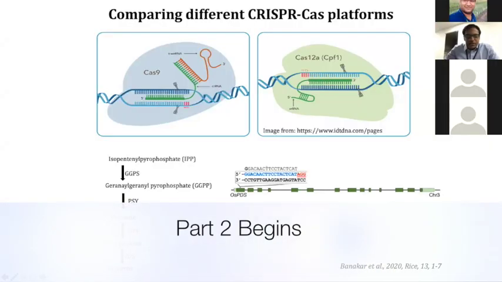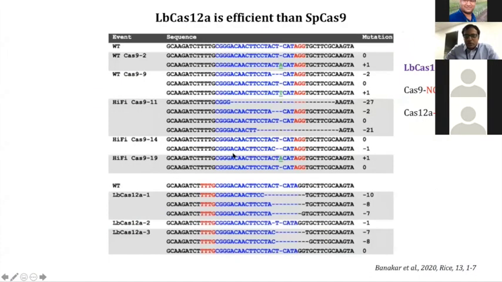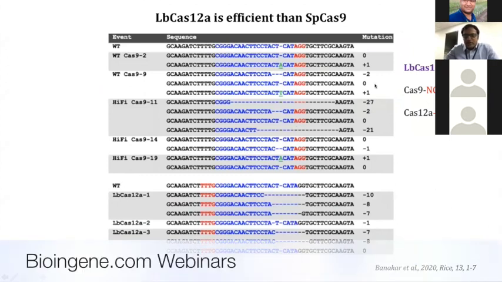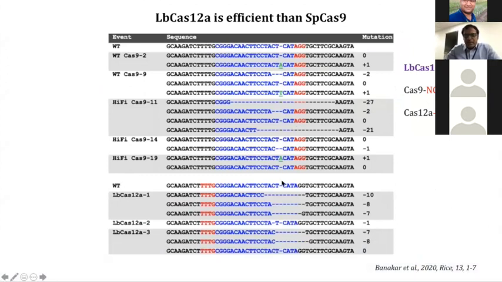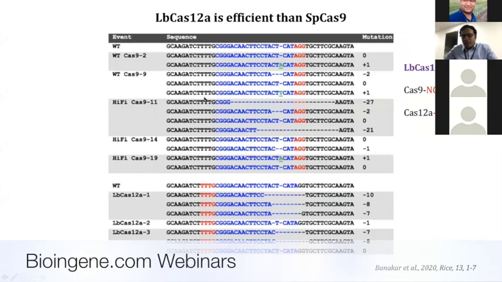for their editing efficiency. So what we did was to edit a gene in rice called PDS1. What we found was that LB-Cas12a, the enzyme that we were working on, had incredibly higher editing efficiency compared to any of the Cas9 enzymes that we tested.